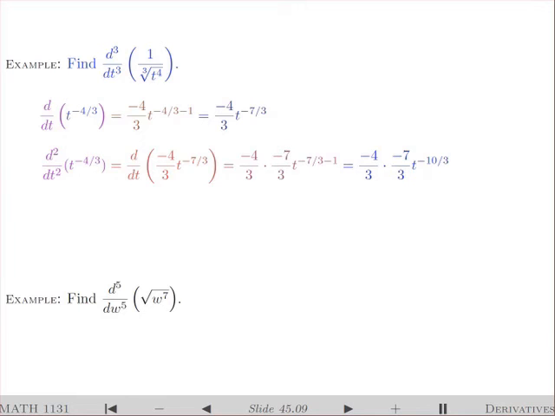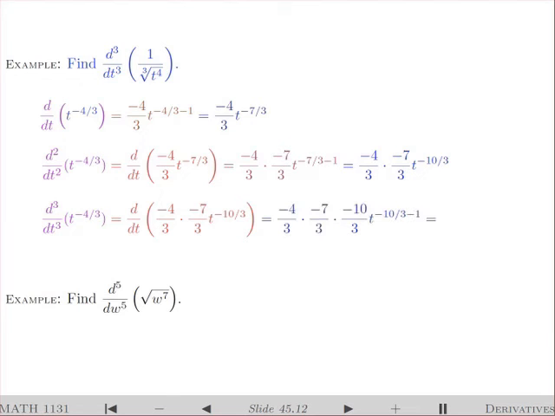I have to find the third derivative of the given function, which means I need to differentiate the second derivative. I keep the constant factor in front as it is, differentiate just the variable part. Derivative of t power negative 10 thirds is negative 10 thirds times t to the power negative 10 thirds minus 1.